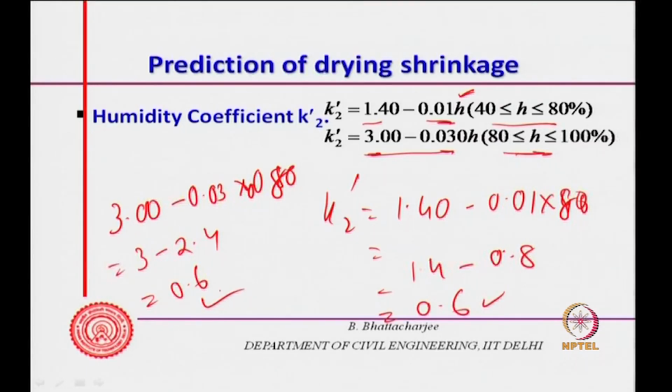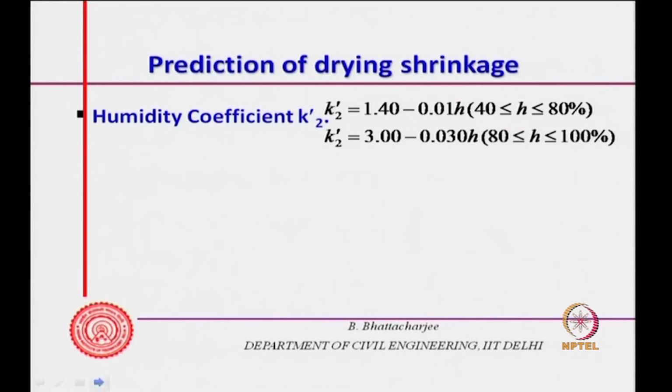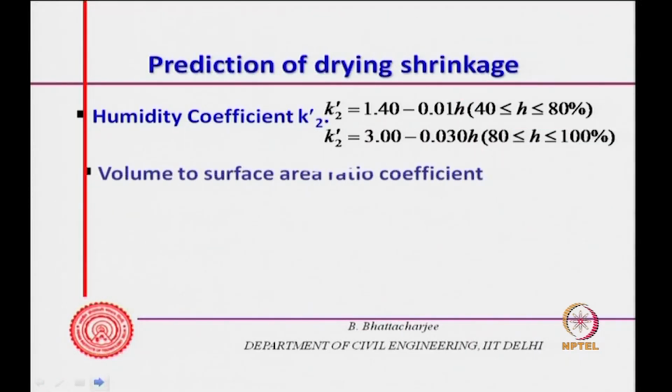So, from both the formulas you get the same value, because here the multiplying factor is more, right. For example, if you have 100, then this will be simply 0. If you put H equal to 100, then it is simply 0. So, actually there is no shrinkage at 100% relative humidity. So, this is a factor related to relative humidity.